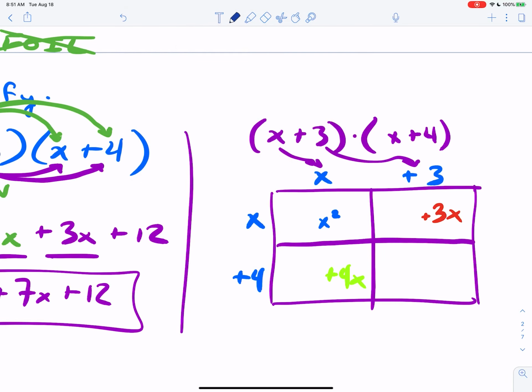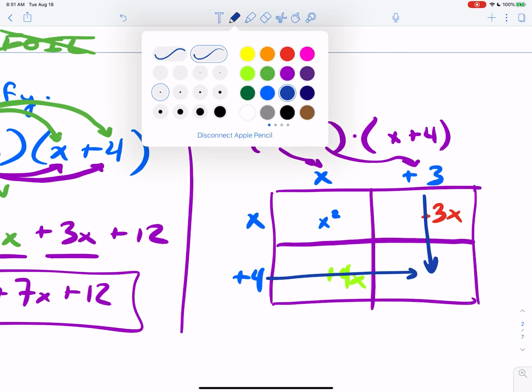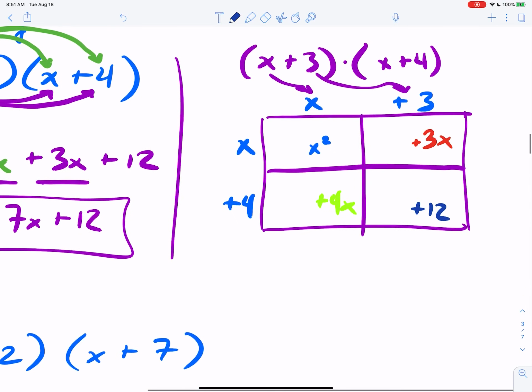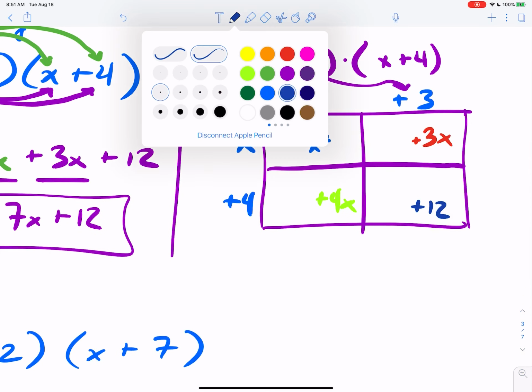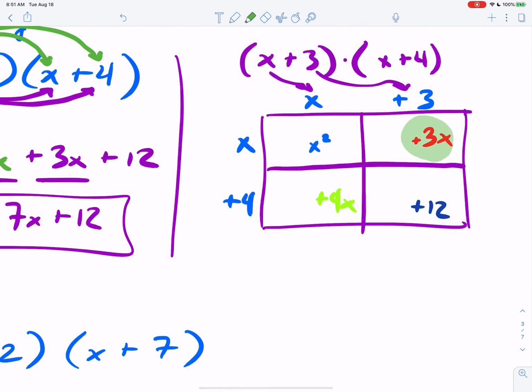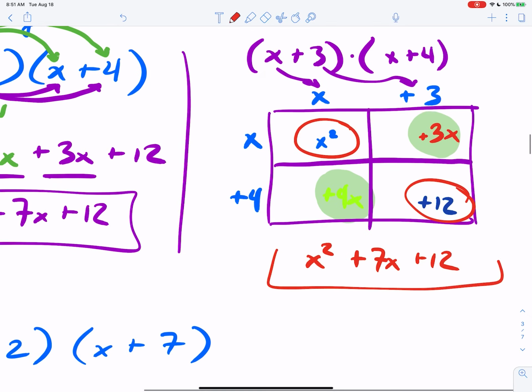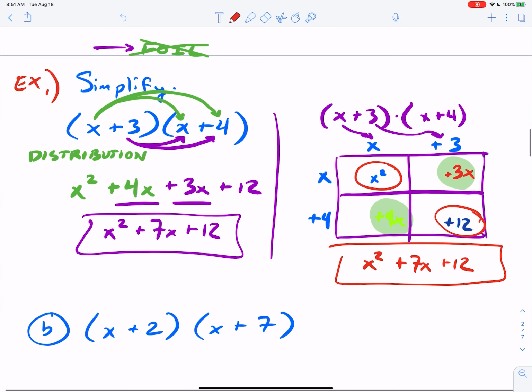And lastly, positive 4 times positive 3 is a positive 12. Okay. So that's an organized way of multiplying it out. I noticed that these two are like terms, so I can put those together. That becomes a positive 7x. And anything that wasn't touched, I'll bring down. X squared plus 7x plus 12. And notice how we get the same answer here, okay?